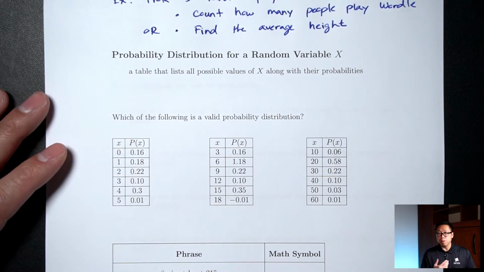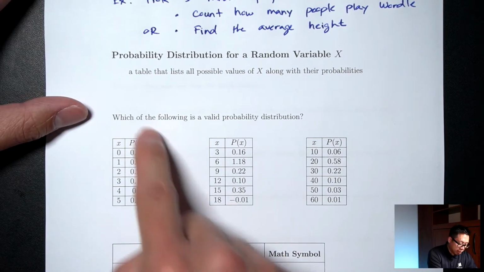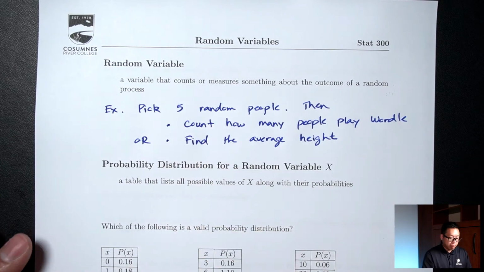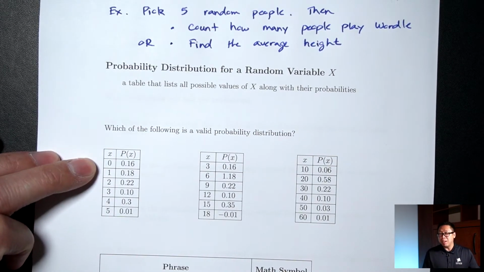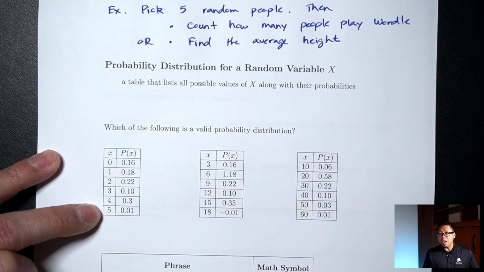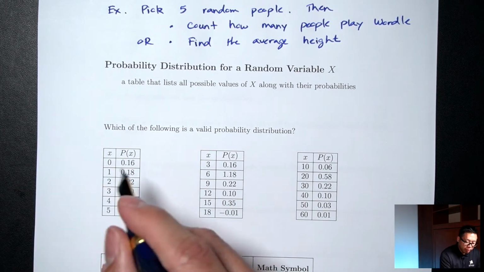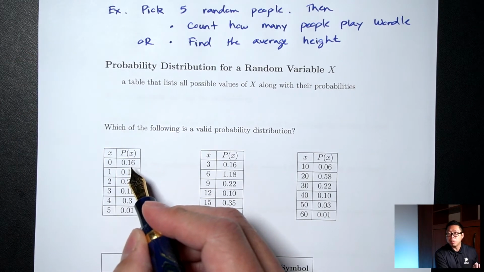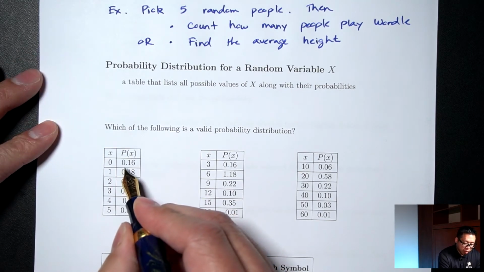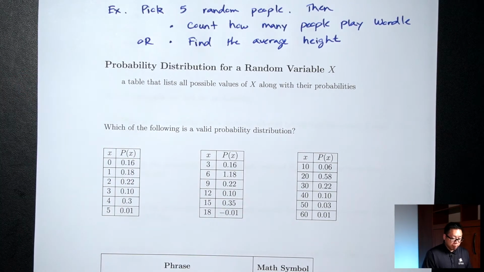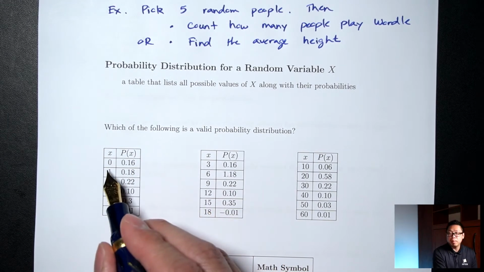The x column is going to list all the possible values of x. The situation I had in mind here is picking 5 people and then counting how many play Wordle. So you could get 0, nobody plays Wordle, all the way up to 5, which would be all 5 people play Wordle. The P of x column, these are probabilities. So there's 0.16 probability. Remember, you can always interpret a probability as a percent. Move the decimal 2 to the right. That'll be 16%. So that 0.16 means that if I pick 5 random people, there's a 16% chance that none of them play Wordle.